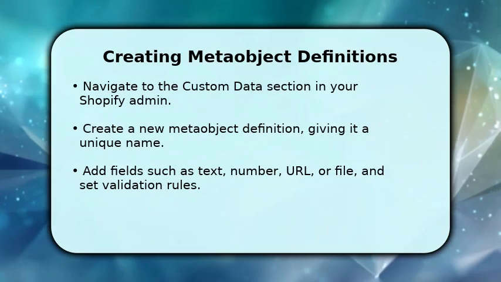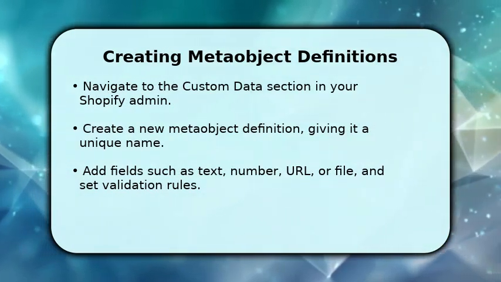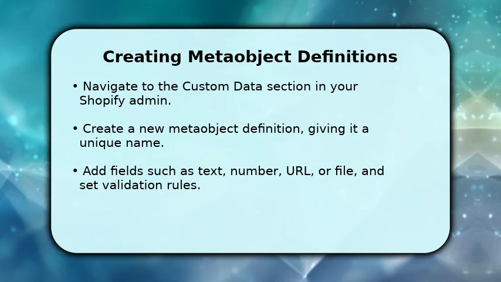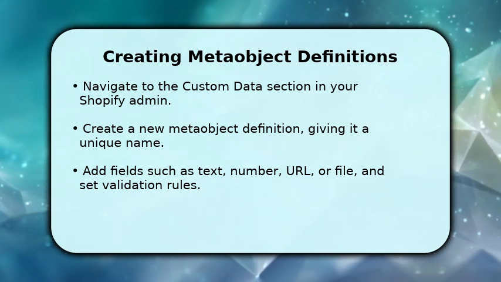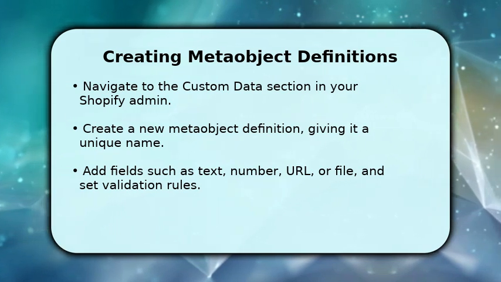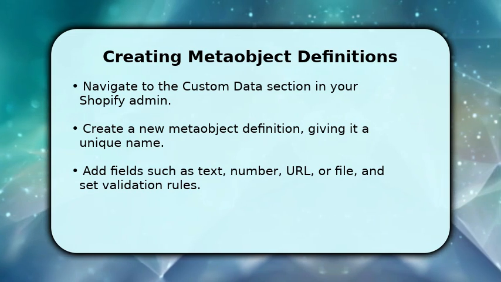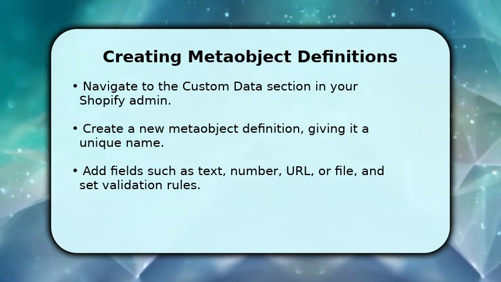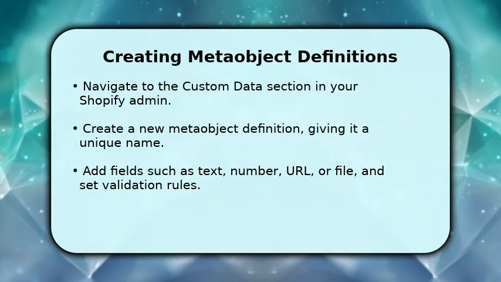To begin, you'll create a metaobject definition in your Shopify admin under the Custom Data section. This definition acts as a blueprint for your custom content. You'll give it a descriptive name and then add various fields, like a single line of text for a title, a number field for a rating, or a file field for an image. Remember to set appropriate validation rules for each field to ensure data consistency and accuracy.